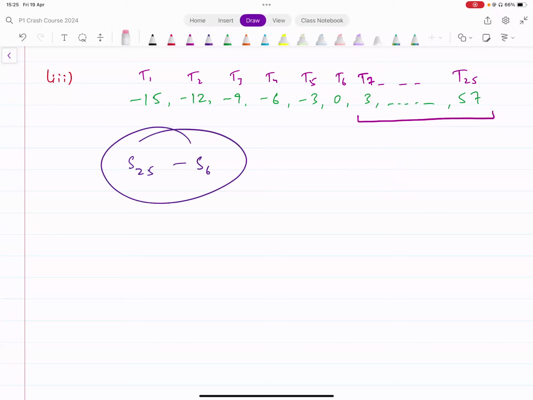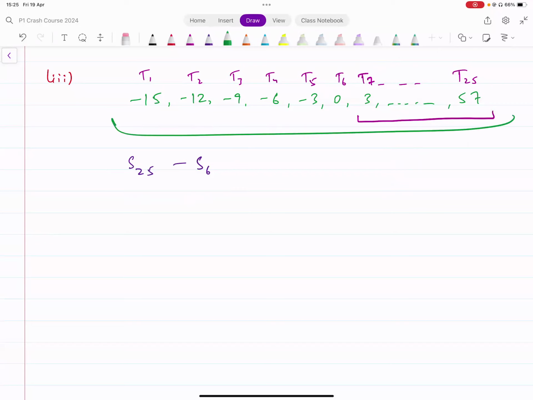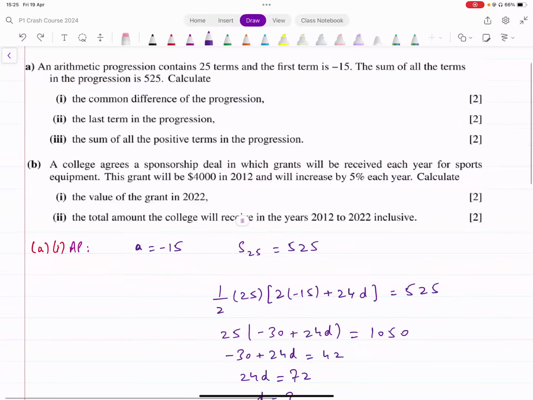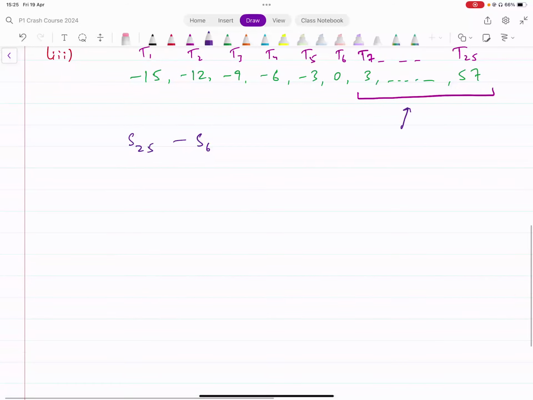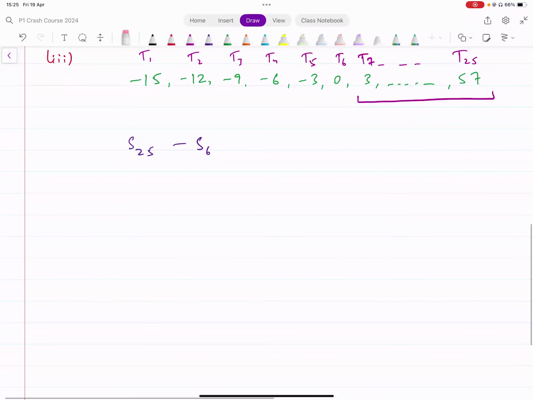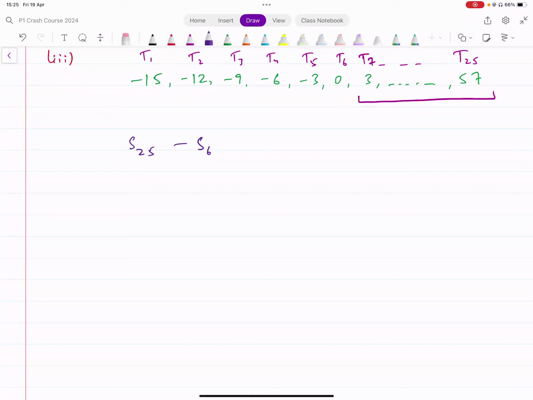Find the sum of all 25 terms. That means the sum of all of these terms. Subtract from that the sum of the first 6 terms, and that will give you the sum that you want. That's the sum. Now you can just input values in the formula.